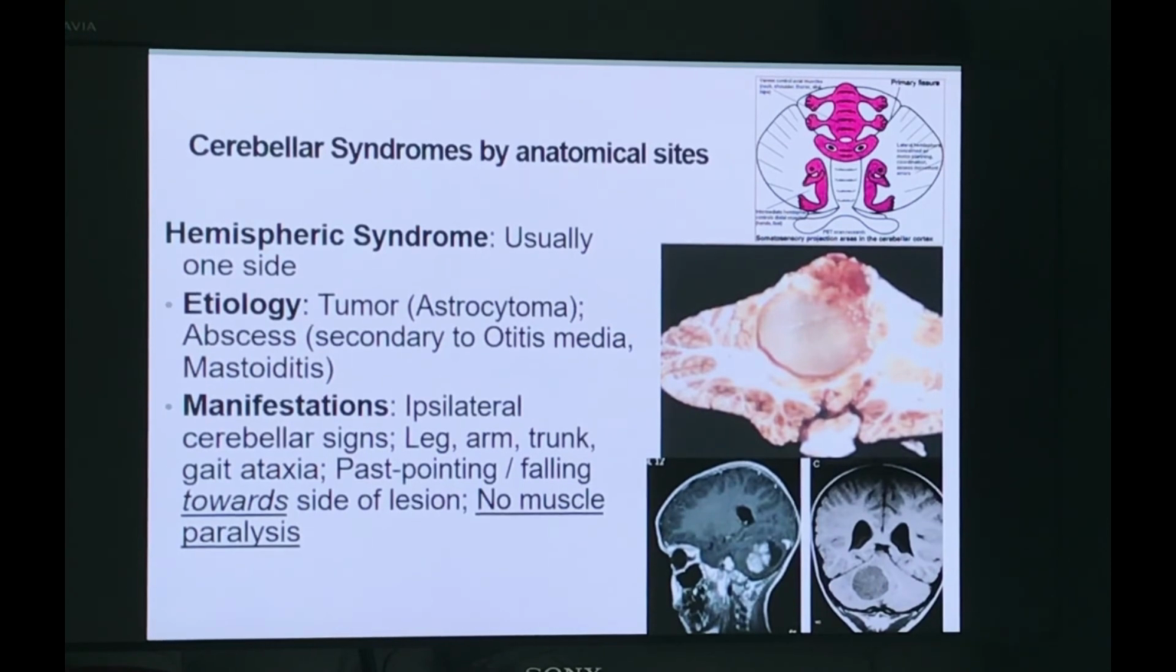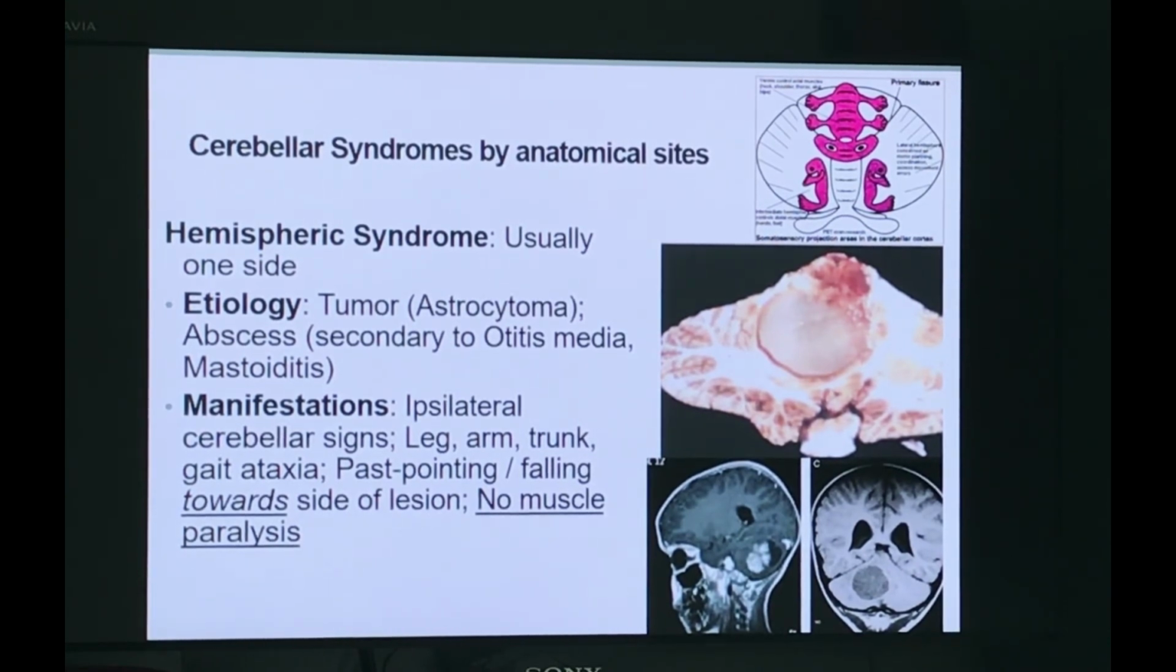So if there is hemispheric syndrome, usually one side, mainly the lateral hemispheres are involved. So etiology can be a tumor, astrocytoma, or any abscess, or secondary to otitis media related to the ear, or mastoiditis, infection in the mastoid air cells. So the patient will have ipsilateral cerebellar signs.